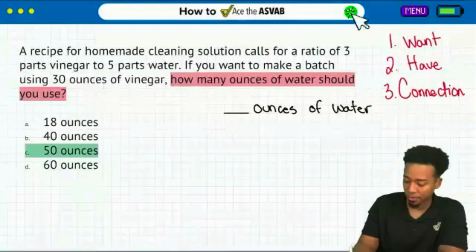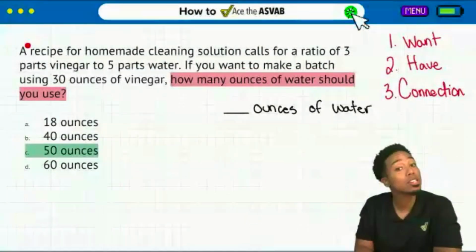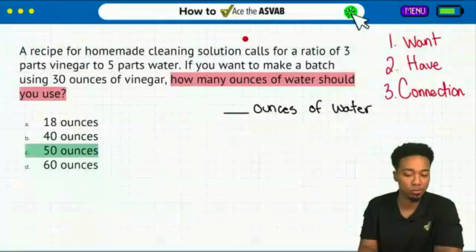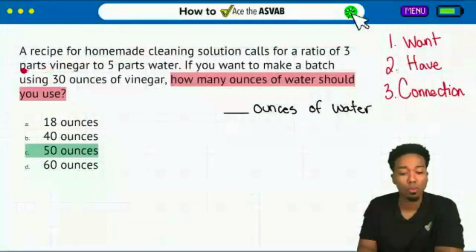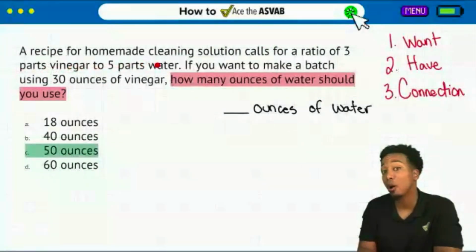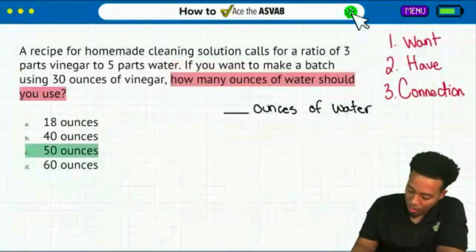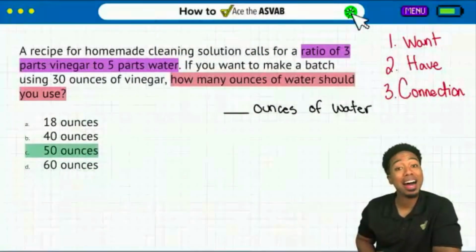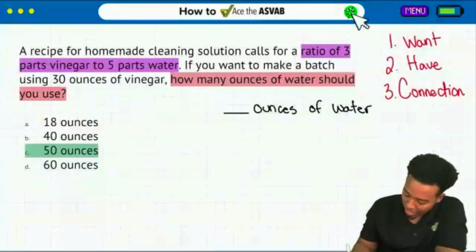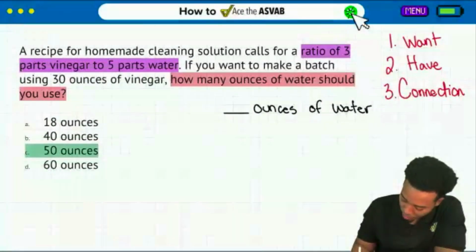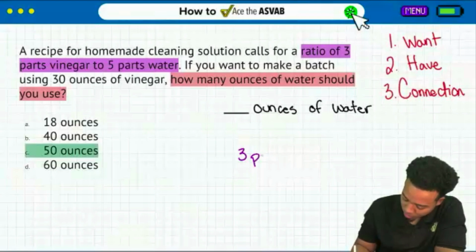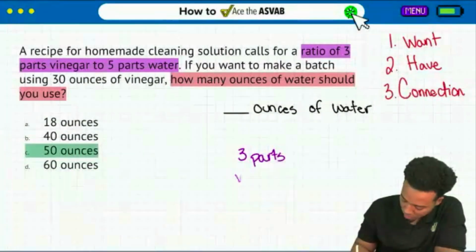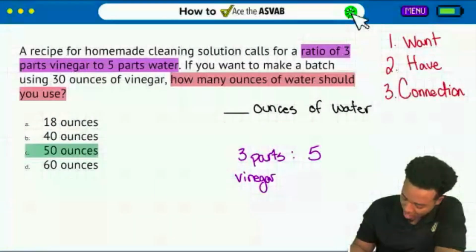What do we have? We go through and it says a recipe for homemade cleaning solution calls for a ratio of 3 parts vinegar to 5 parts water. Let's highlight that right there. So ratio 3 parts vinegar to 5 parts water. If I write that down, we'll say it right here. 3 parts vinegar to 5 parts water.